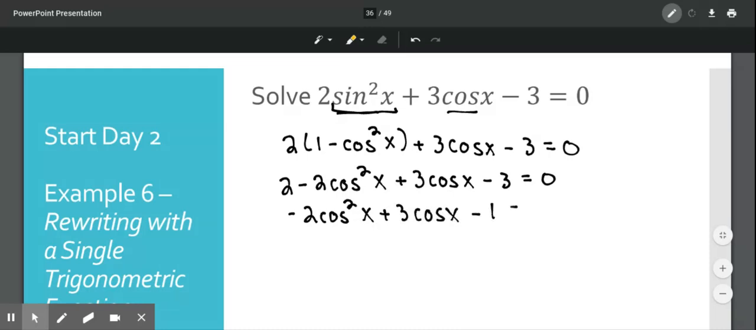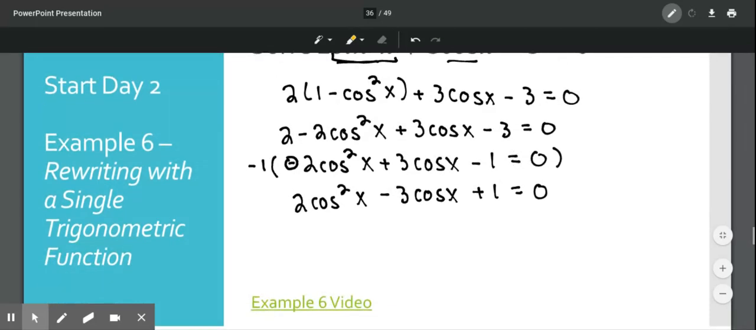minus 1 equals 0. So I'm going to look at this and I'm going to want to factor it. And I can do that now because the functions are the same. And I don't know about you, but I don't love when this leading coefficient is a negative. So what I'm going to do is actually multiply everything by a negative. So that way I have 2 cosine squared minus 3 cosine plus 1 equals 0.